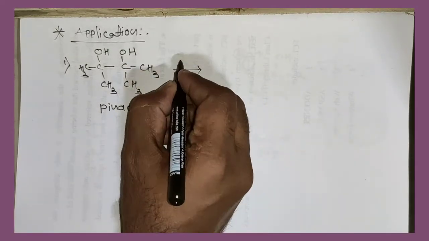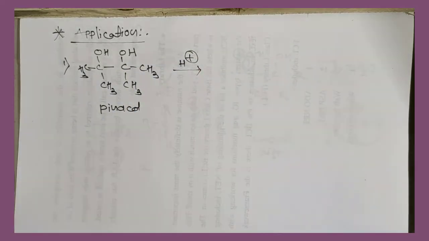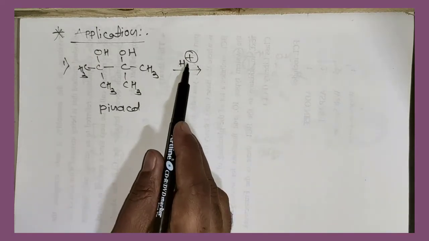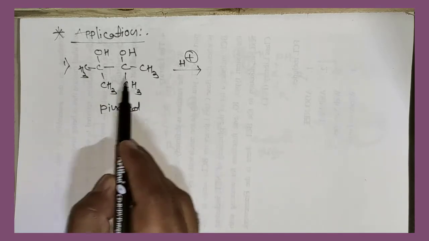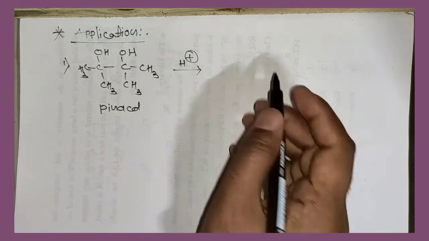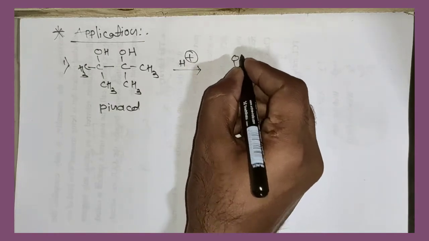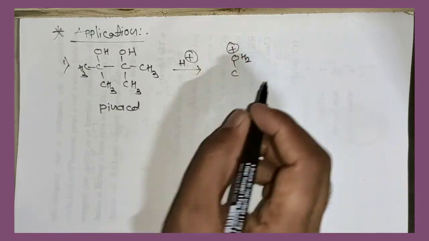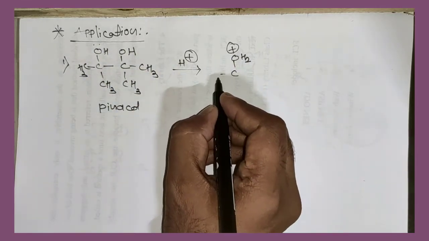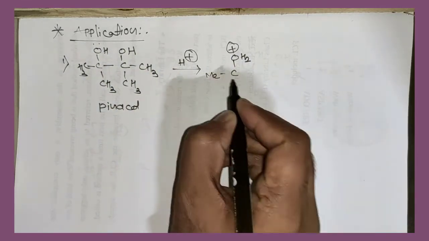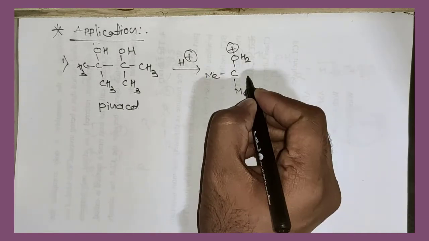So by adding H plus, let me discuss the mechanism of this example. First of all, H plus can attack on any of these OH groups, because here the 2 R groups are also the same, here the 2 R groups are also the same. So we can say that here is OH2 which is positively charged, right? I have added H plus on this OH. So one methyl group is here, Me, also known as CH3.